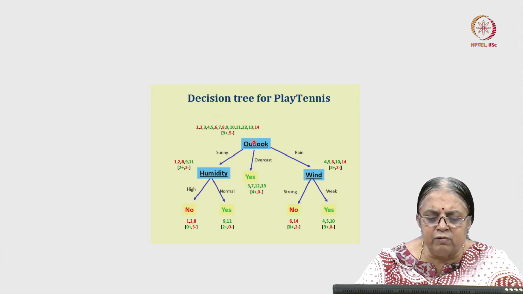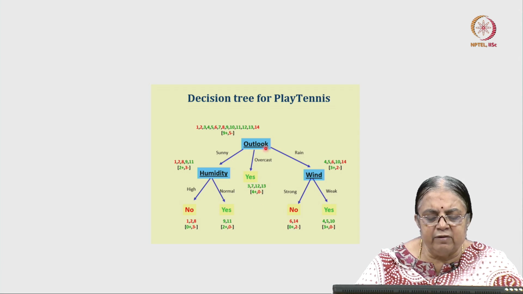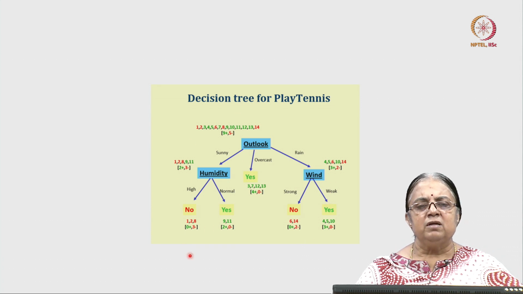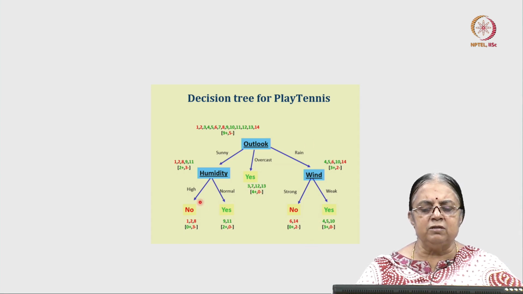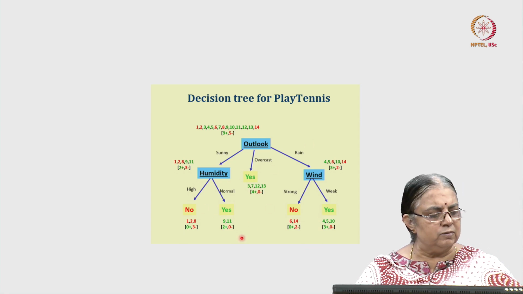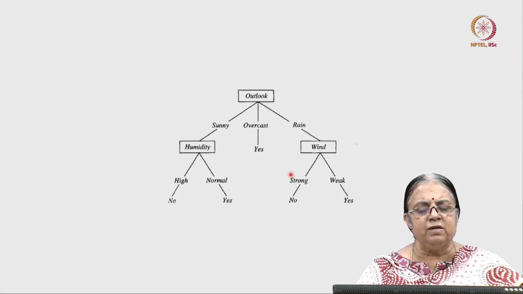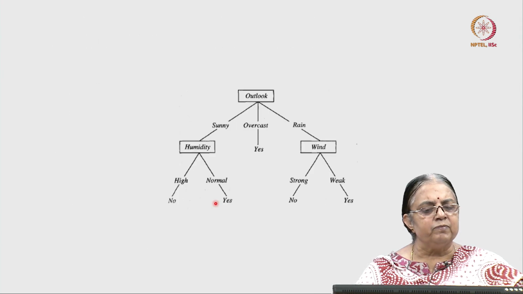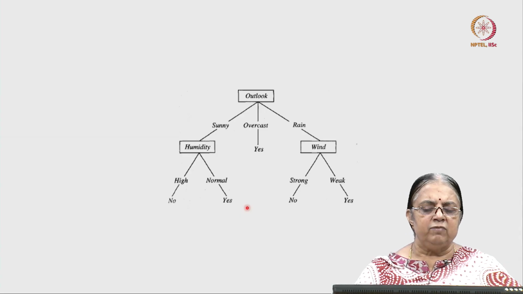If you take outlook as sunny and then you check humidity as high or normal, then you know that play tennis is no or yes. And if outlook is overcast, then play tennis is yes. If outlook is rain, you check the wind. If it is strong, then no play tennis. If it is weak, yes. So, this is your final decision tree that you are going to come to by doing this process. Okay, so we will stop at this point and we will continue in the next session.